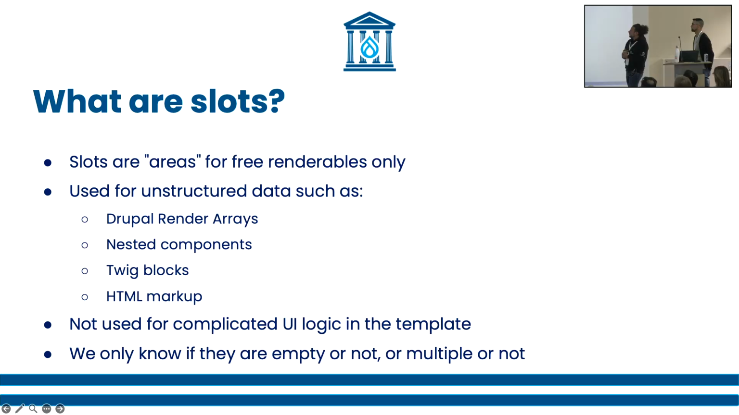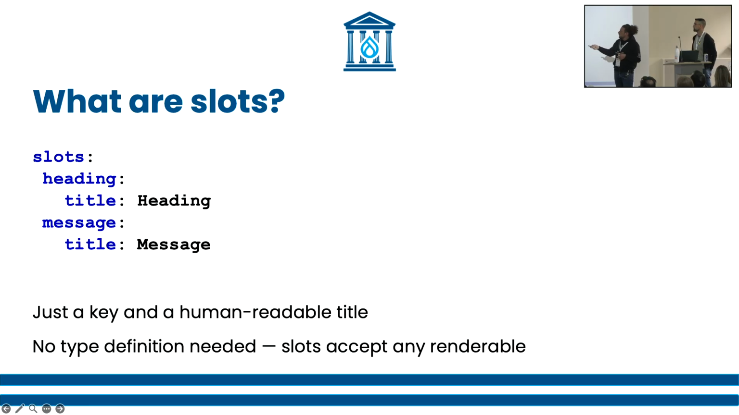So slots, as I said, are a free renderable array. You can pass a Drupal render array, nested components, twig blocks, and HTML markup. It doesn't have any complicated UI logic. We only know inside the component if they are empty or not, or multiple or not. And it looks like this. So we have the slots. We don't need to assign any type. We just have the key and the value, and that's it. So those are two components that we're passing to be shown inside the other component.